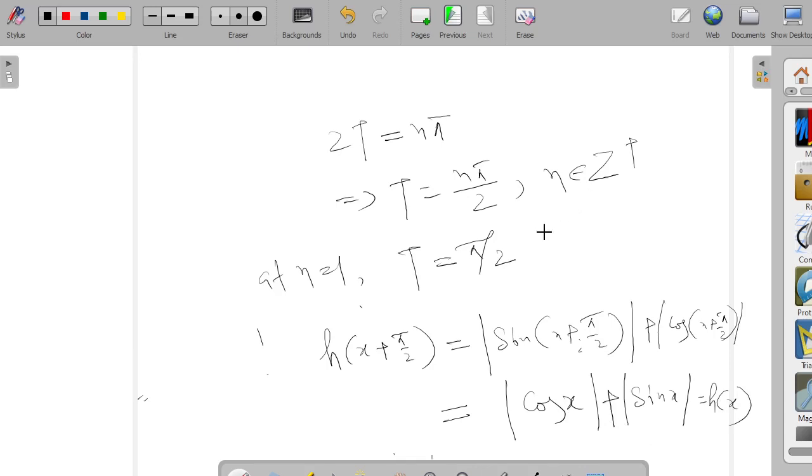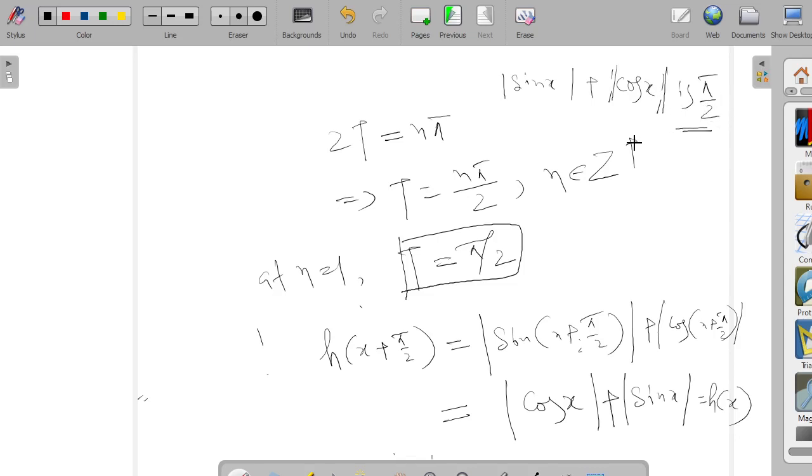So the fundamental period of this function is pi by 2. The fundamental period of mod sin x plus mod cos x is pi by 2. This is the fundamental period. Pi is definitely one of the periods of mod sin x plus mod cos x, but pi by 2 is the fundamental period, and we are mainly interested in finding the fundamental period.